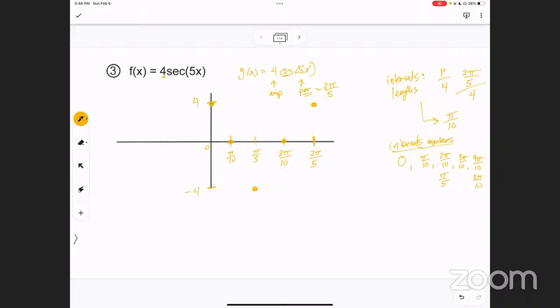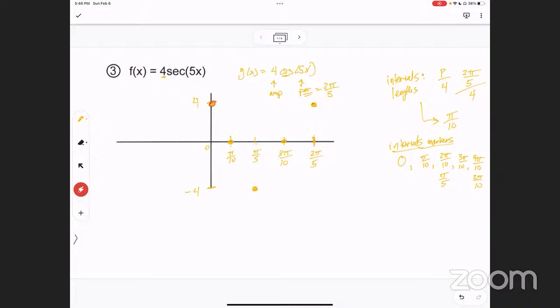Midline? I've heard it called midline before. I'll say that. It goes through the midline at the first and third points, or second and fourth, sorry, second and fourth points. Here's your first, here's your second, here's your third, here's your fourth, and here's your fifth.